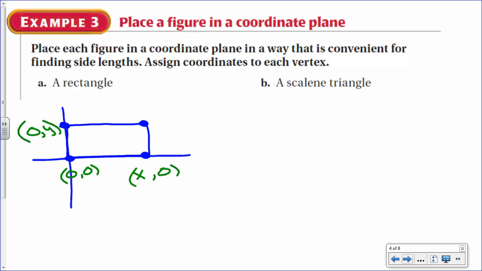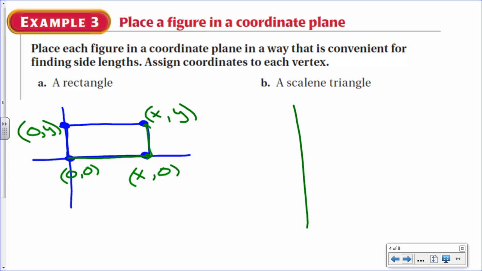Now to get to this last coordinate here, not only do I have to go over, but I also have to go up. I know how much I went over. I went x, and then I went up the distance of y, so I have my coordinate x, y.